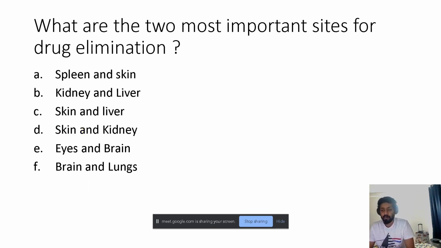Okay. What are the two most important sites for drug elimination? Is it spleen, Option D, kidney and liver? Yeah. Kidney and liver are the most predominant sites where drug elimination happens. So the liver can metabolize drugs and the kidney can filter drugs.